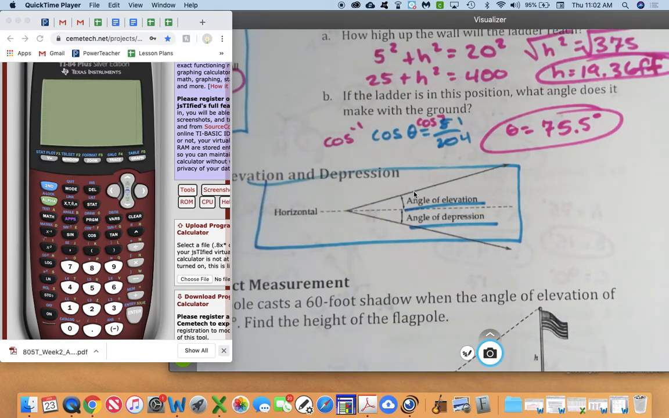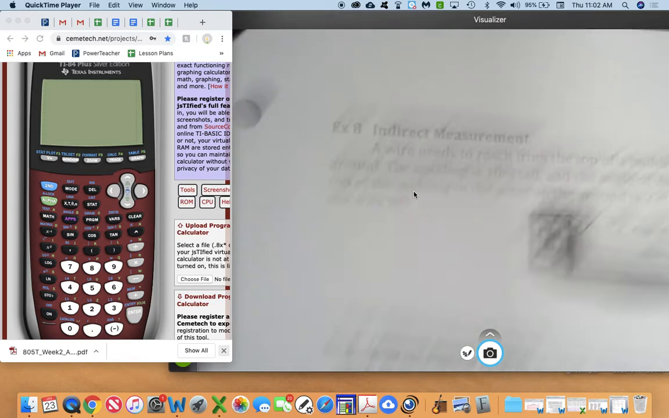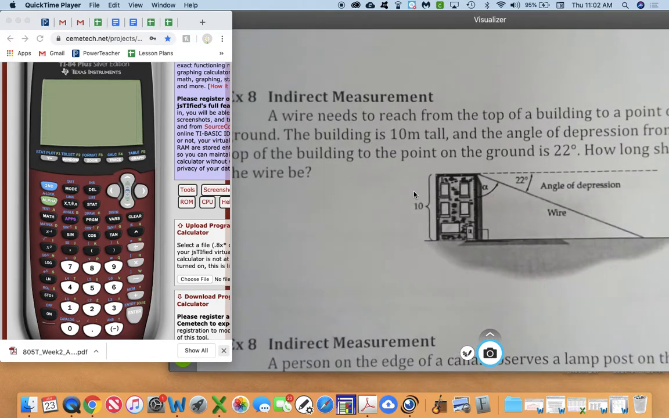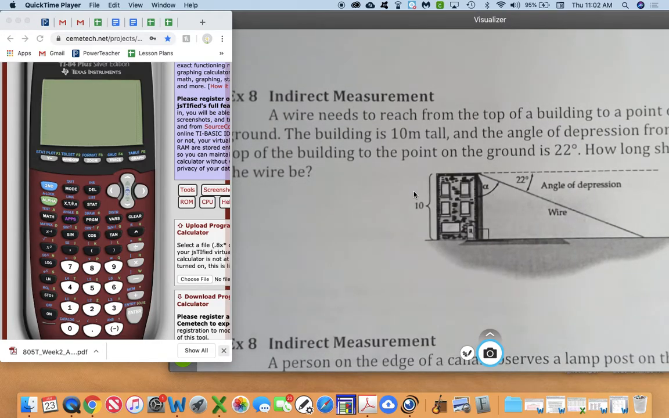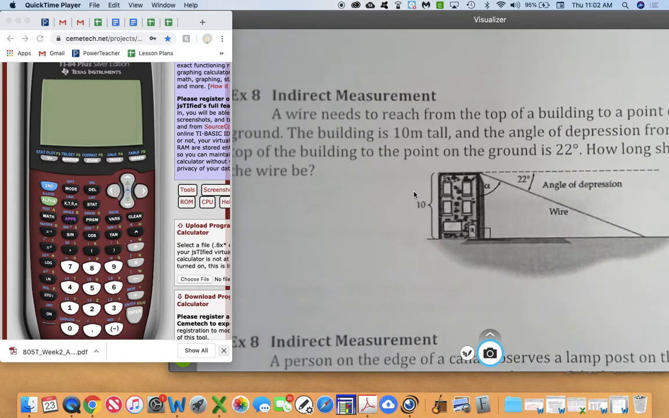Let's skip 7. Let's go to number 8. There are two 8s. I'm trying to figure out one where you have to switch the bottoms around, and it's not. How long should the wire be? Yes, we're going to do the top 8.